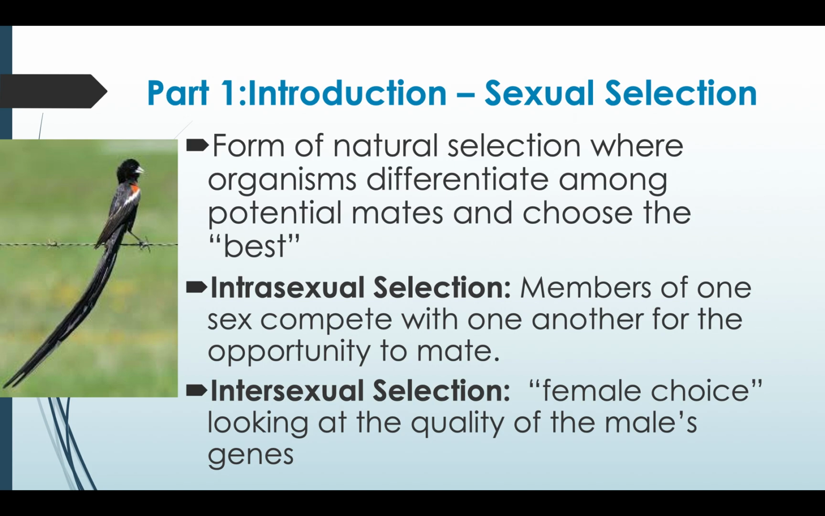when it comes to organisms differentiating amongst each other to be able to find mates and choose the best mate for them. So there's two different types of selection. There's intrasexual selection and there's intersexual selection. All right, the first one, we're looking at members of one sex competing with one another for the opportunity to actually mate.